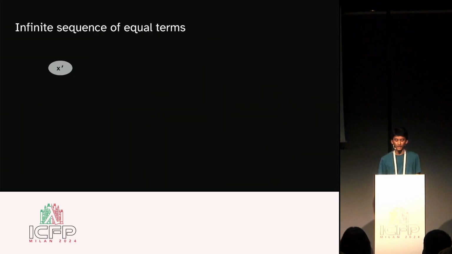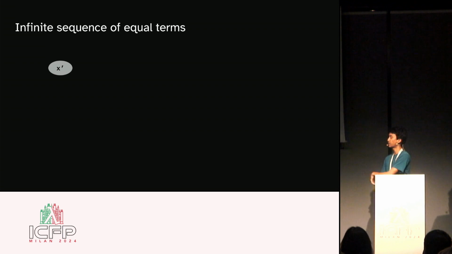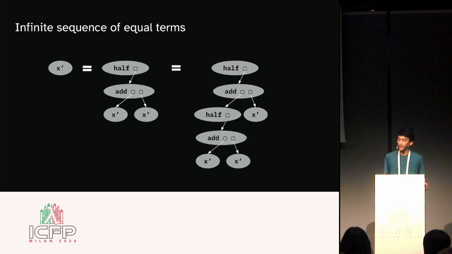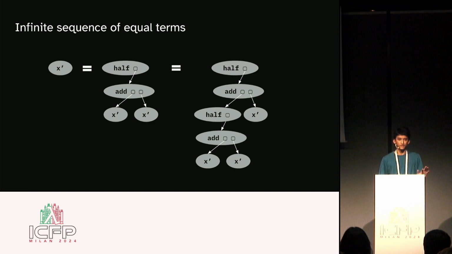And the thing I want to highlight here is this infinite sequence of equal terms that allows you to have this proof. In particular, you start with this term x prime. You rewrite it. Now I'm showing you the AST of the term. You rewrite it to half of add of x prime, and then you do the same thing. And if this is causing your eyes to glaze over, what I want to point out here is the symmetries. You have the same term appearing in the same place.